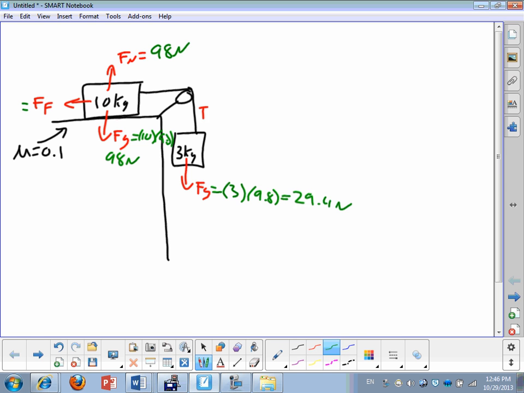How do we find force friction? Mu times force normal, my mu being 0.1, my force normal being 98. I have a force friction of 9.8 newtons.